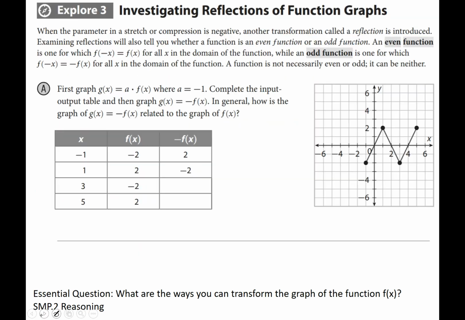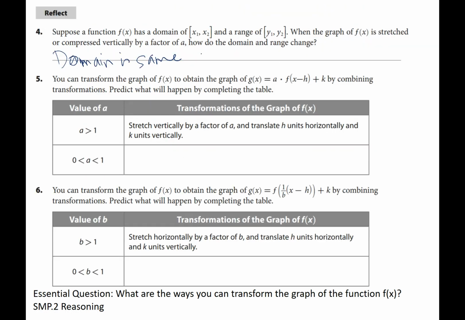All right, so the range changes. I'm going to use the fancy math notation, bracket y sub 1, y sub 2, and it looks like I multiplied by the a value: a y sub 1, a y sub 2. You can transform the graph of f of x to obtain this. This is the general form of that function.